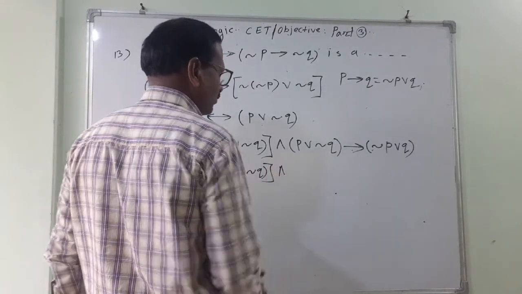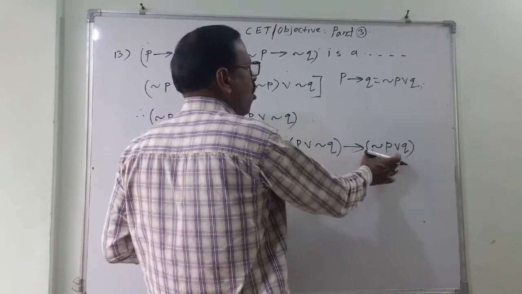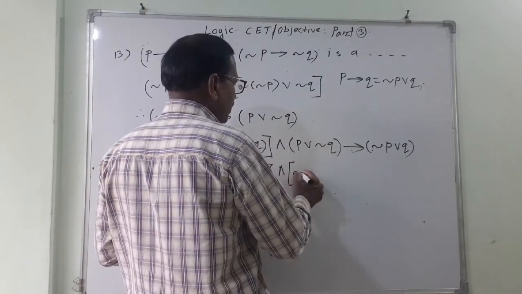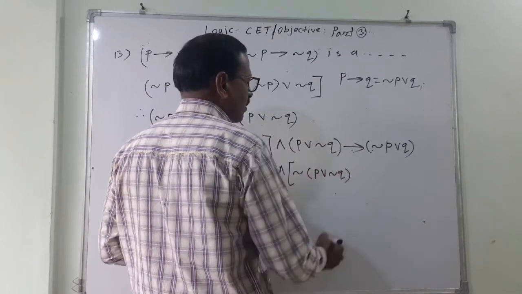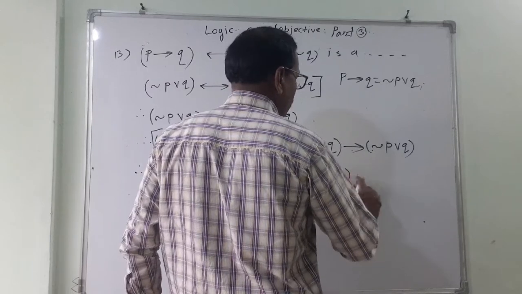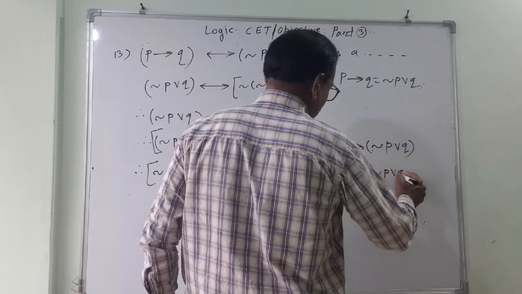And for this also, negation of this or this. So negation of P or negation Q, or negation P or Q.